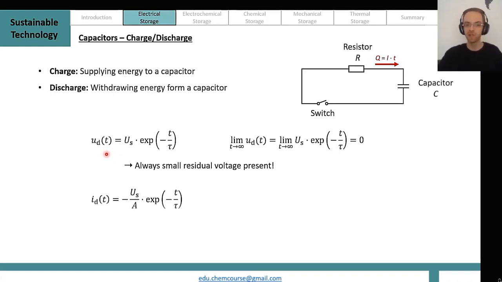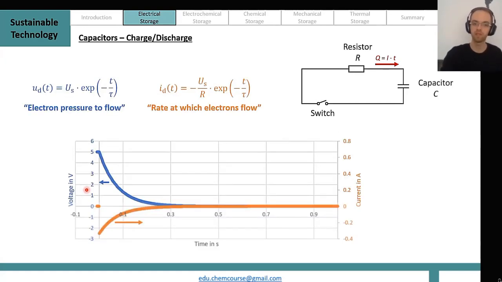What we see here is simply that our discharging voltage is given as U_S, so our charging voltage of the capacitor, times the exponential function of minus t divided by tau again. And in the case of an infinitely long discharge, we see that our discharging voltage formally never really reaches 0. And our discharging current, of course, will have just the opposite sign as our currents flow in the opposite direction. So how does this look if we put this together?